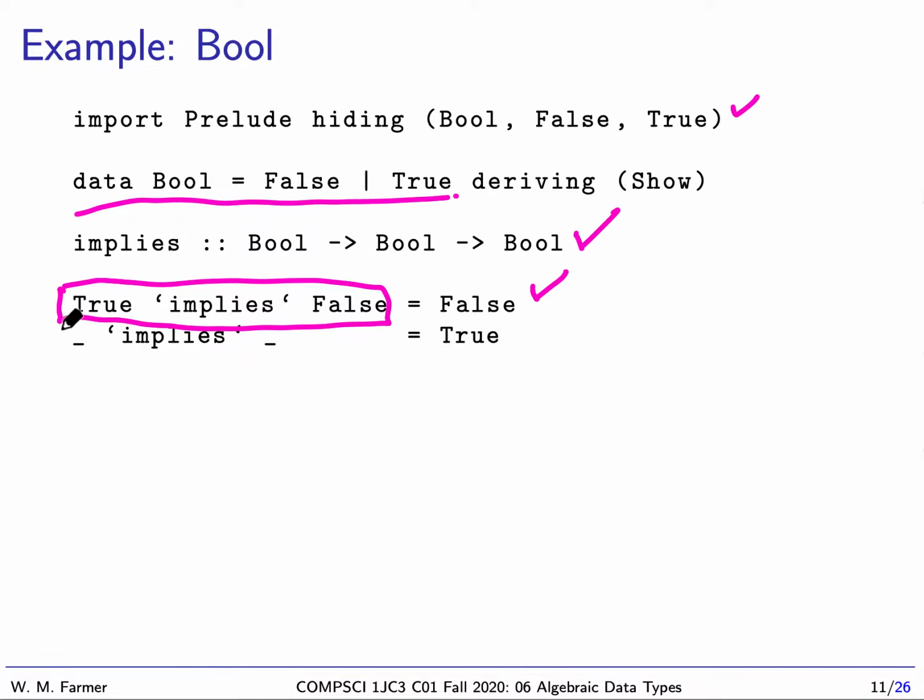And then the second pattern is right here. That's basically the pattern of anything else, we'll get true. And this corresponds to the truth value for implies. So the important thing here is that we're defining implies using pattern matching.